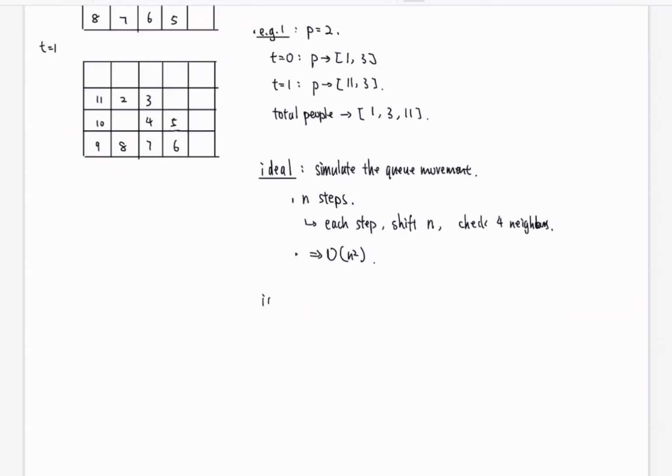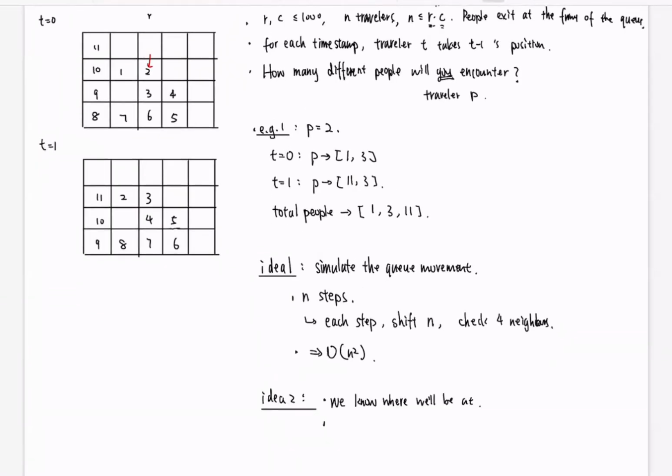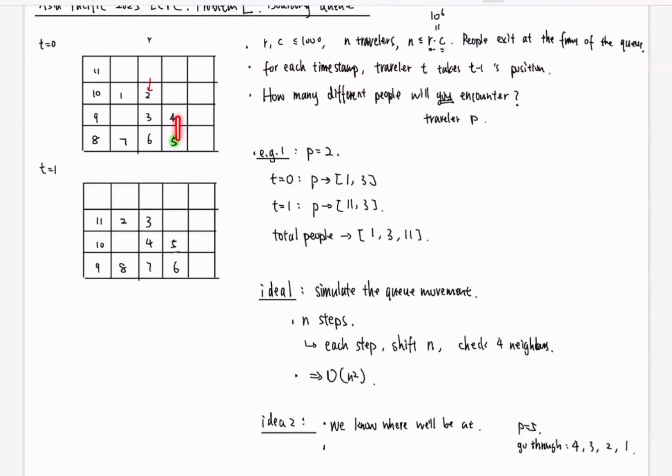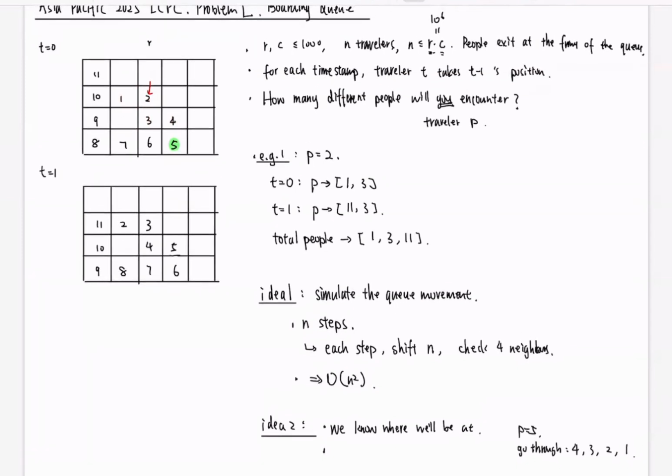Here is idea 2. We know what our path will be. For example, let's take the example where P is 5. We start at location 5. Then we will go through locations 4, 3, 2, 1. So we know which locations I will go through. How can we pre-compute which people I will encounter at each of those future locations?